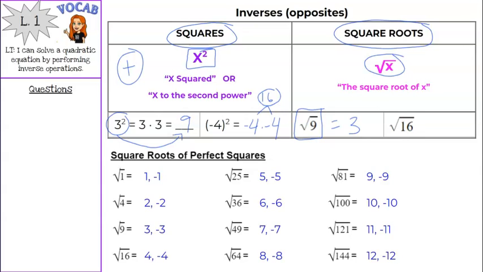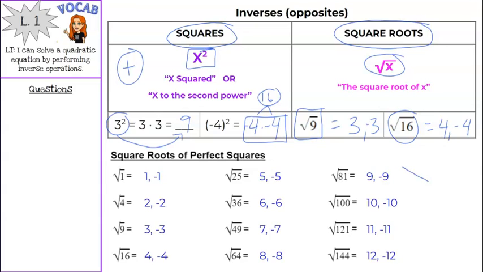And then the square root of 16 is 4. Now for both of these, they also have another answer, which is the negative version. So 3 and negative 3, 4 and negative 4, because as you can see, negative 4 times negative 4 also gives us 16. So with square roots, there are always 2 answers.